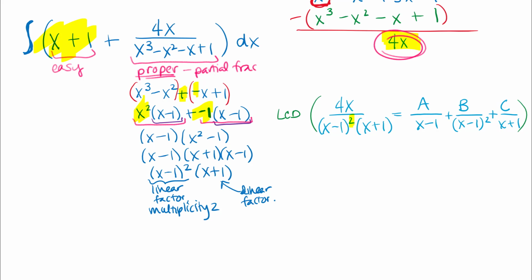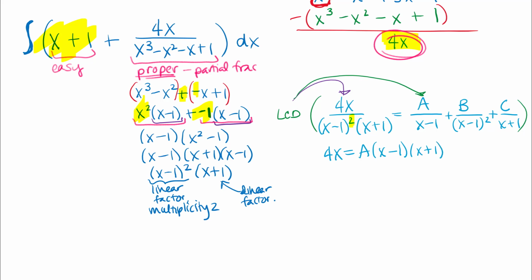And when I do that, when I multiply on the left side here, the common denominator will cancel with the entire denominator, and I'll just be left with 4x. On the right side here, common denominator times that first fraction, I'll be left with A, and then one of the x minus 1 factors will cancel with what I'm multiplying by, but I'll have another x minus 1 factor left, and the x plus 1 factor.